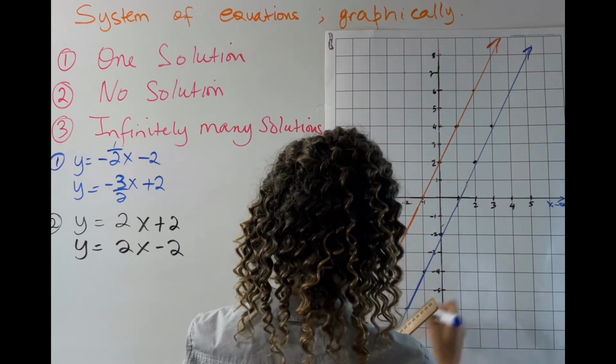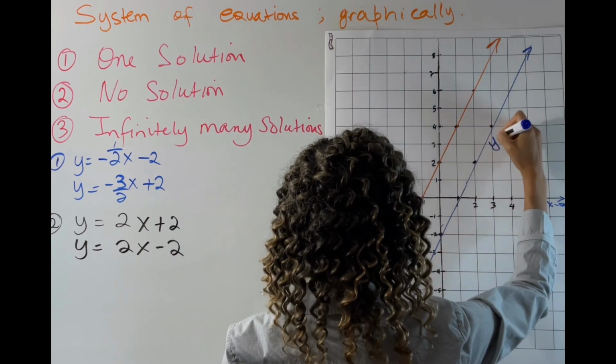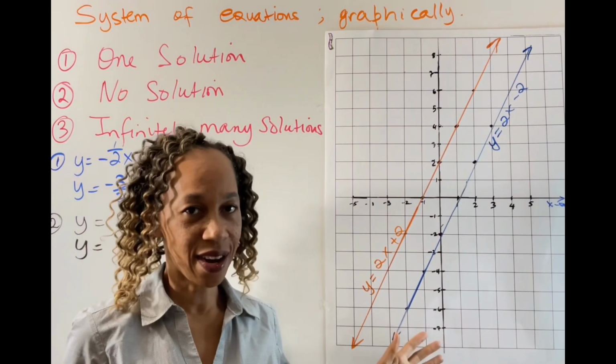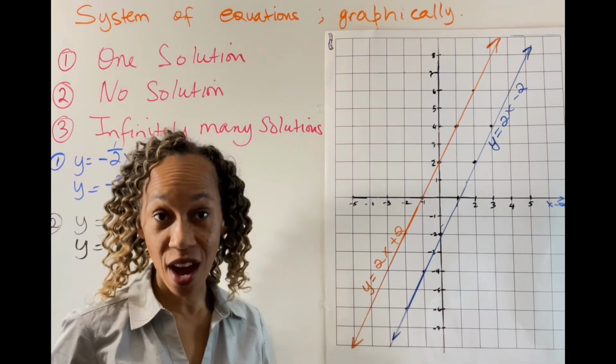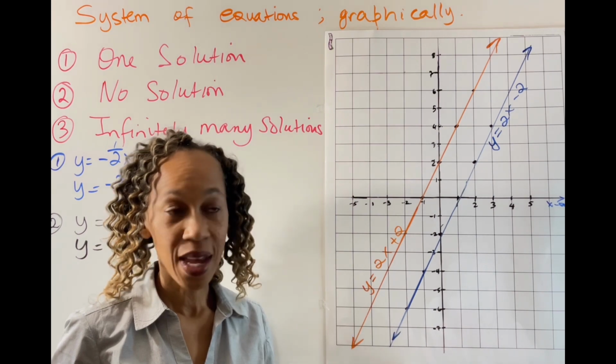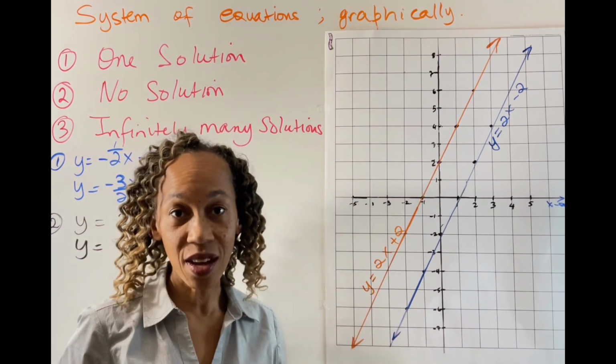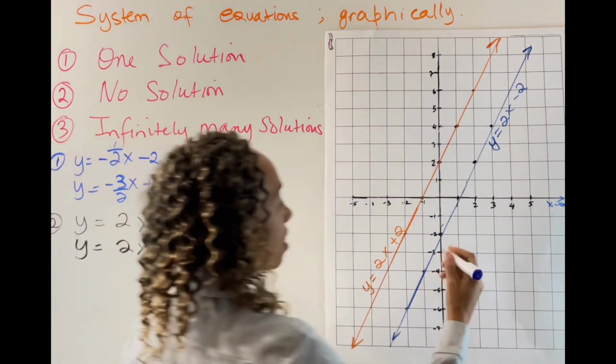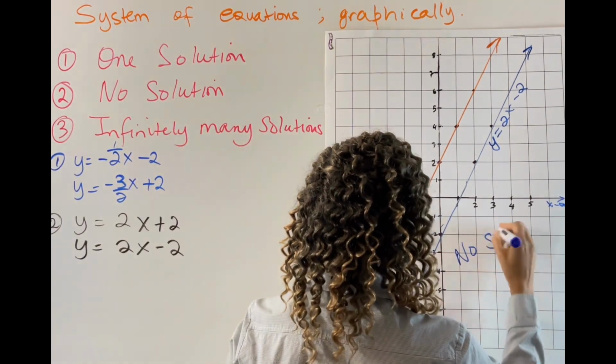And this is what our graph is going to look like. You will leave your graph y equals 2x minus 2. What do you notice here? Two graphs are parallel to each other. And because they're parallel to each other, there is no solution. And so you will now say that this is no solution.